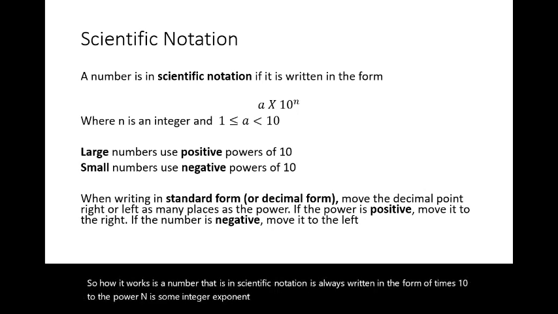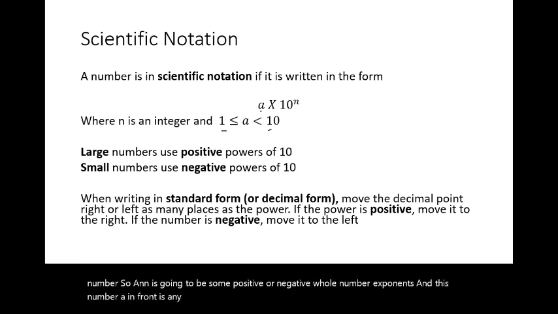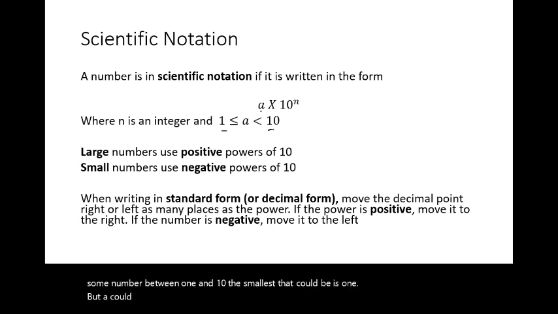Integers are positive and negative whole numbers, so n is going to be some positive or negative whole number exponent. And this number a in front is any number between 1 and 10, usually a decimal, but not always. But a is some number between 1 and 10. The smallest that a could be is 1, but a could be 9.999, but a has to be smaller than 10 because as soon as a equals 10, you've got another power of 10 here. So a is somewhere between 1 and 10.